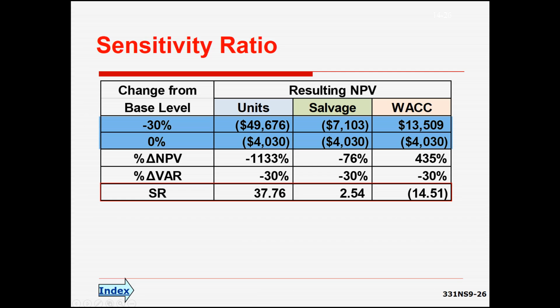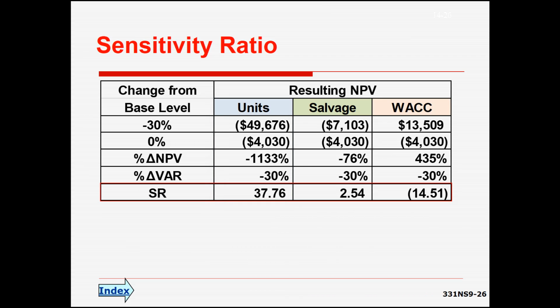These numbers come directly from the larger table. The percent change is equal to quantity, new minus old, divided by old. For example, for the units, that's equal to a negative 49,676 minus a negative 4030, divided by a negative 4030, which is equal to a negative 11.32655, or a negative 1,133%.